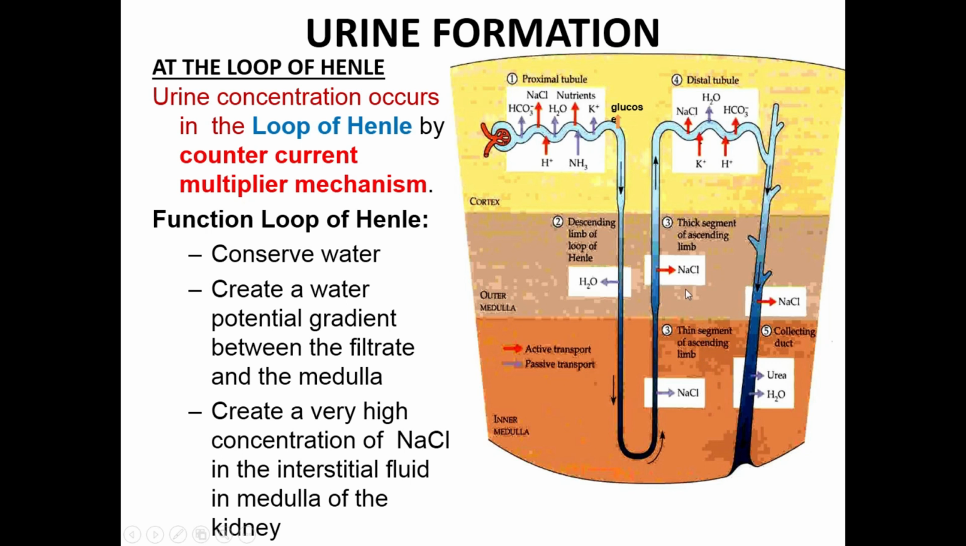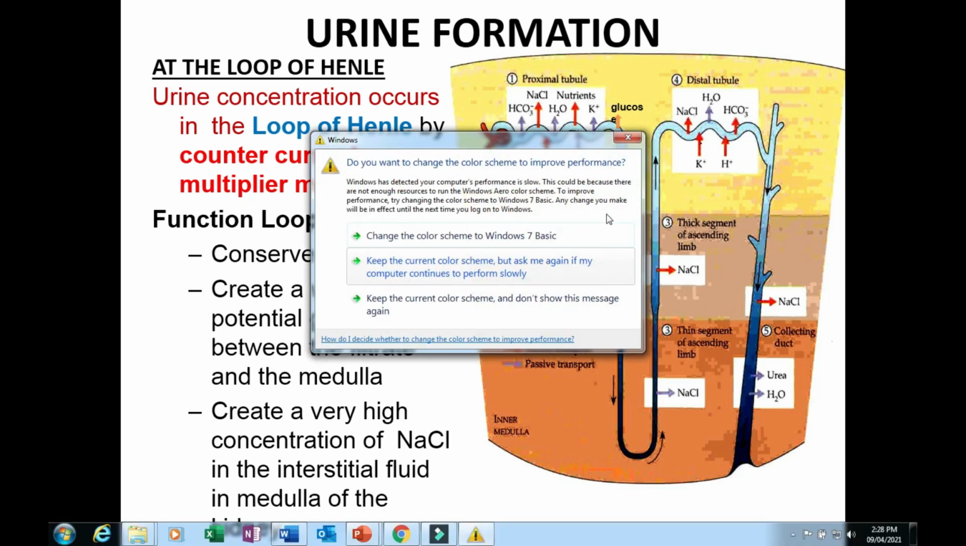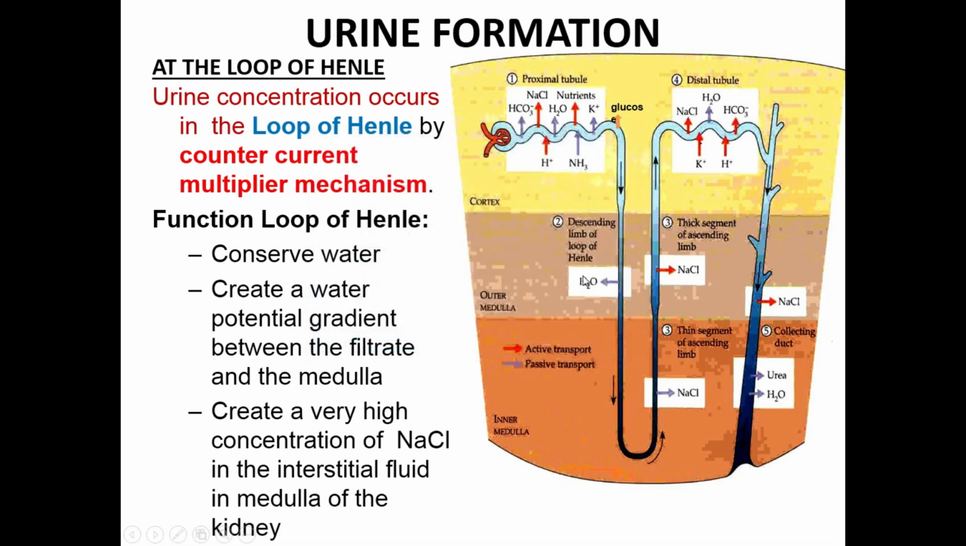Okay, I repeat the first one, function loop of Henle. The first one is conserve water. The second one, create water potential gradient between filtrate and the medulla. And the third one, create a very high concentration of sodium chloride in the interstitial fluids in the medulla of the kidney.